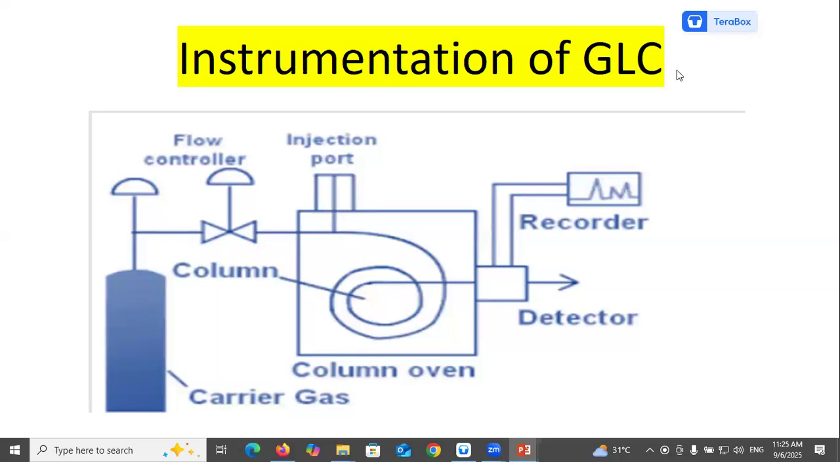Instrumentation of GLC. This is the carrier gas, flow control, injection port, column, recorder, detector.